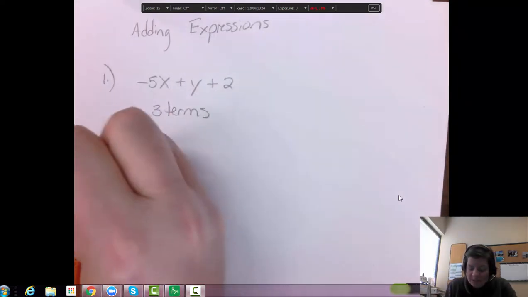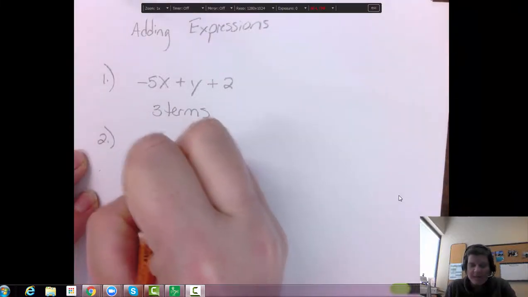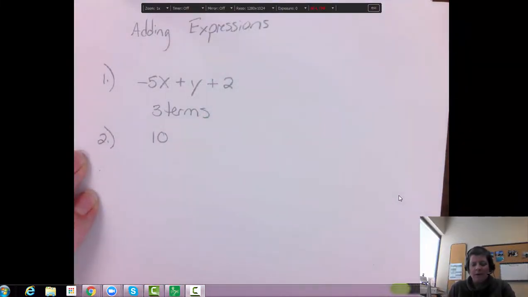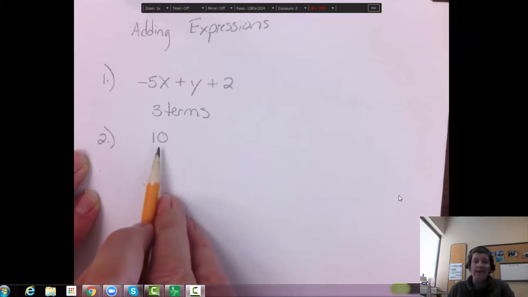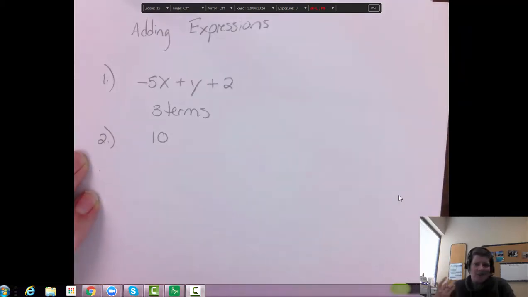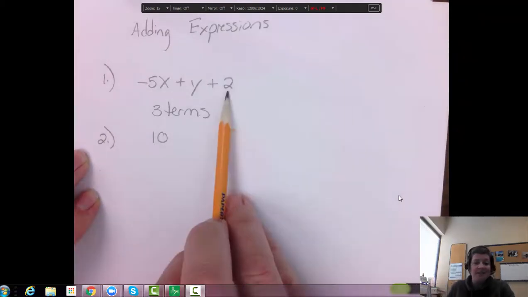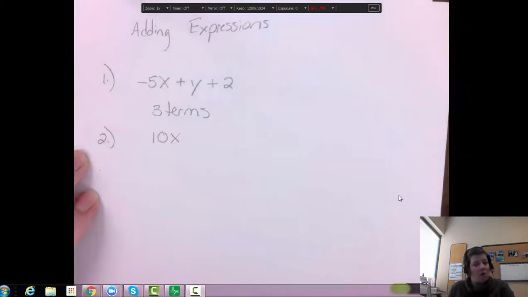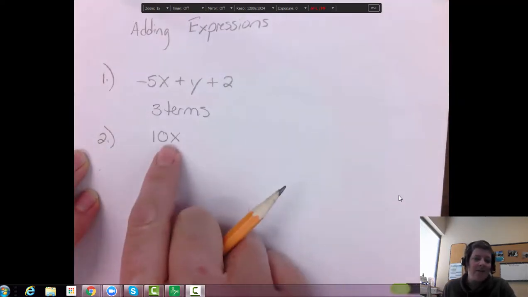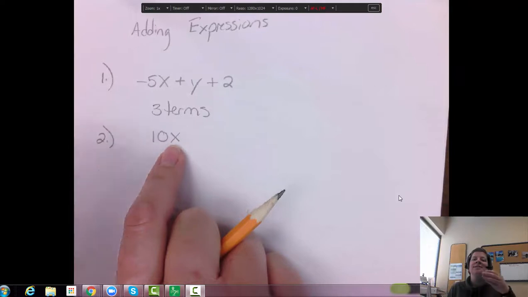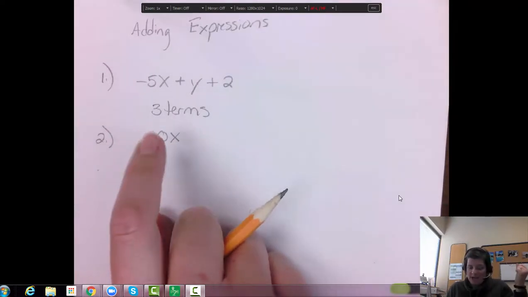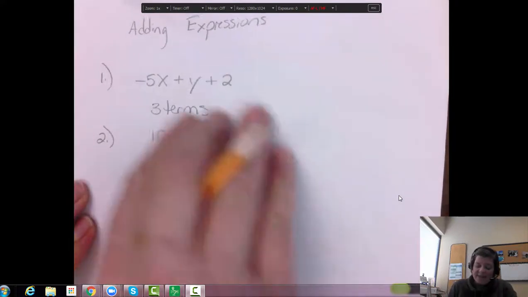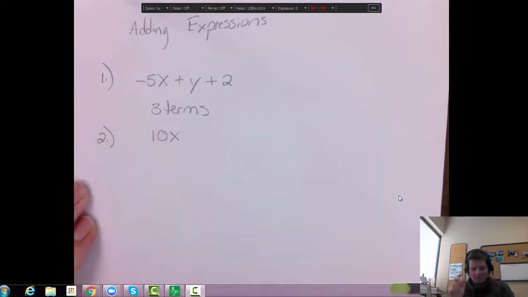So how many terms would I have if I just have the number 10? Well, it's just one term, and it's a constant. We call it a constant because it's just a number. 2 is a constant as well. It doesn't have an x with it. This is also still a term, even if I had the x. Now, this isn't a constant because it has the x. A constant means it stays the same. We don't know what x is, so it could change. So this is a monomial, one term.